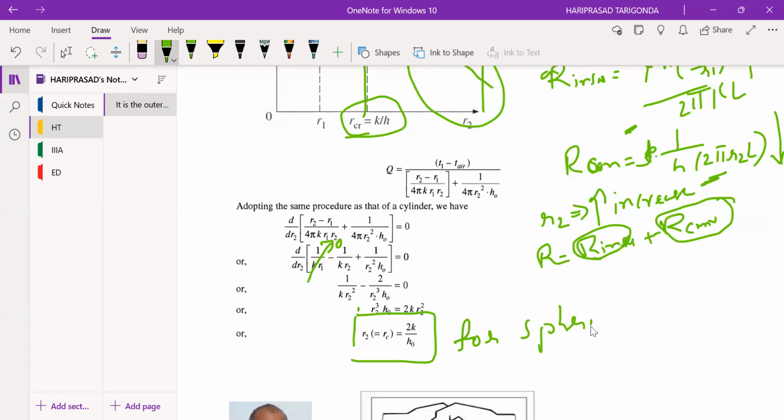Spherical coordinate system. So like this, we are deriving the concepts of critical thickness of insulation. I hope you understand this one.